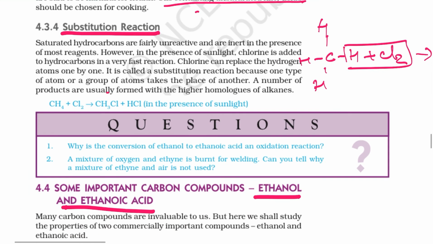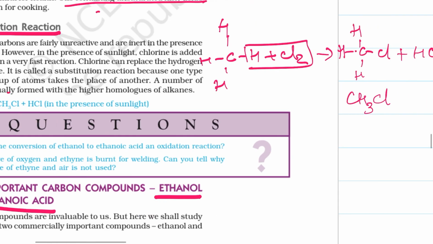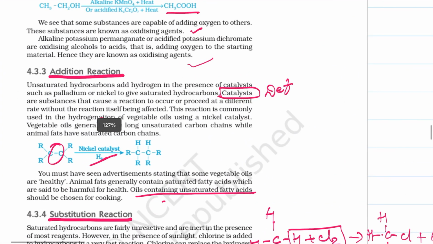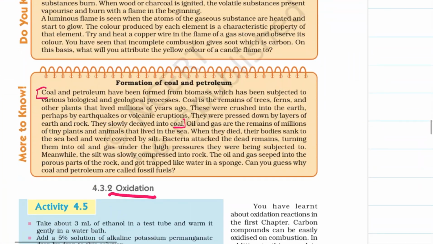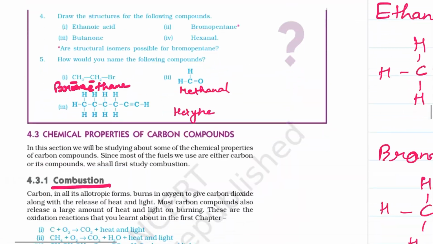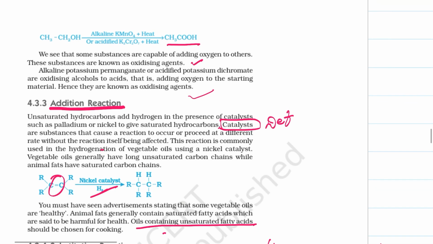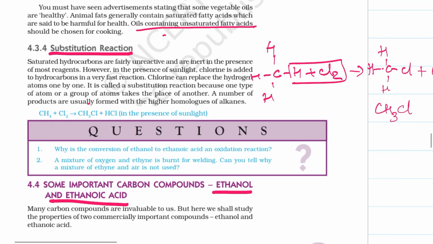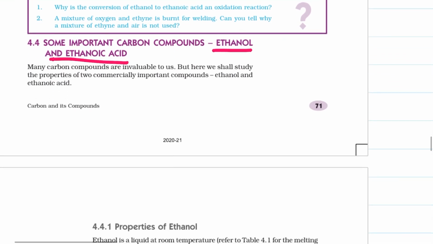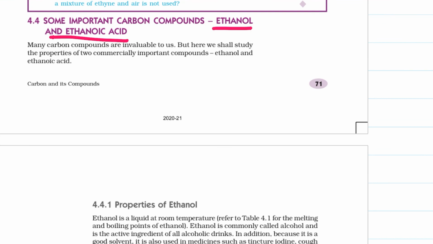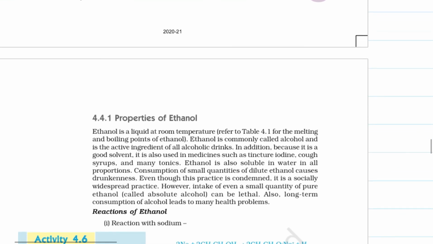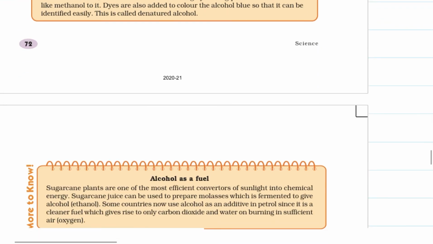This is how the chemical reactions of carbon, or chemical properties of carbon, are: combustion, then we have oxidation, addition reaction and substitution reaction. In next chapter we are going to study about ethanol and ethanoic acid in detail.